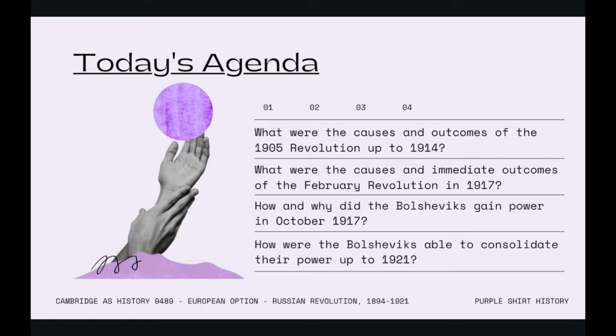What were the causes and immediate outcomes of the February Revolution in 1917, and how and why did the Bolsheviks gain power in October 1917? 1917 is the operative year of this entire theme. You can study this for months. The two key revolutions, the February and October revolutions. The first one, the February Revolution, is the fall of the Tsar, and the second one is the fall of the provisional government and the rise of the Bolsheviks. And how were the Bolsheviks able to consolidate their power up to 1921? We'll talk about the key people, Lenin and Trotsky, in great detail.